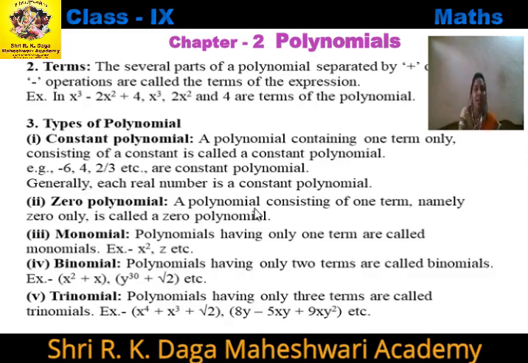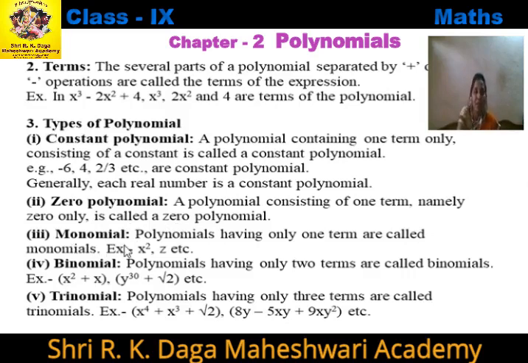Zero polynomial. A polynomial consisting of one term, namely zero only, is called a zero polynomial. As you can understand from the name, zero polynomial, that is, there is only one term which is zero, is called a zero polynomial.